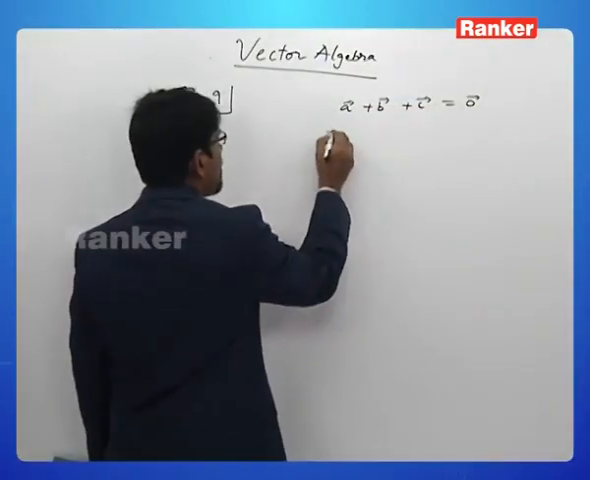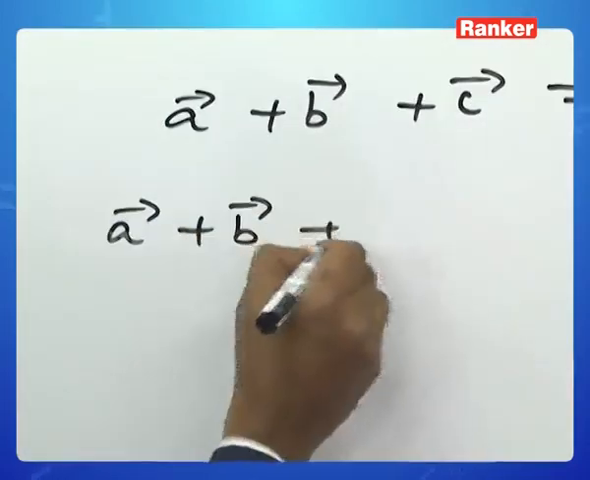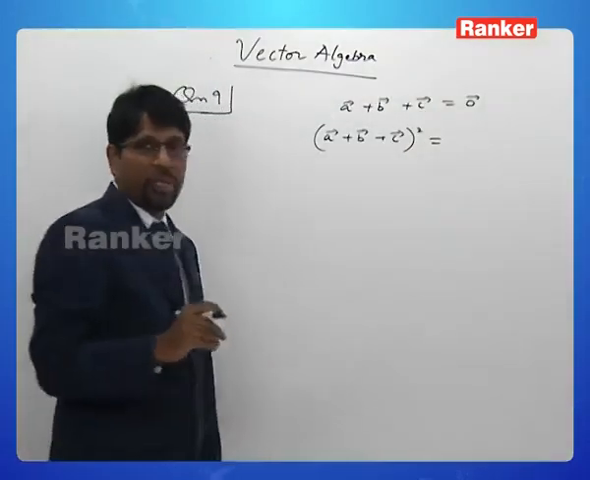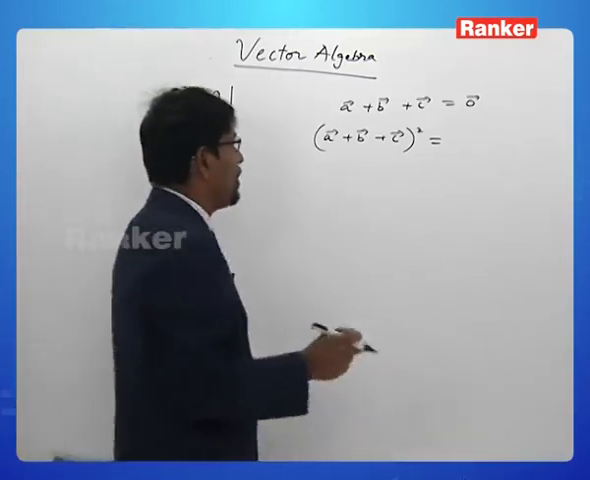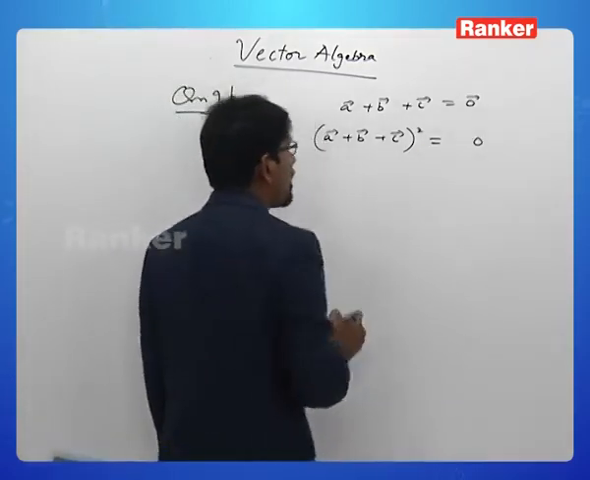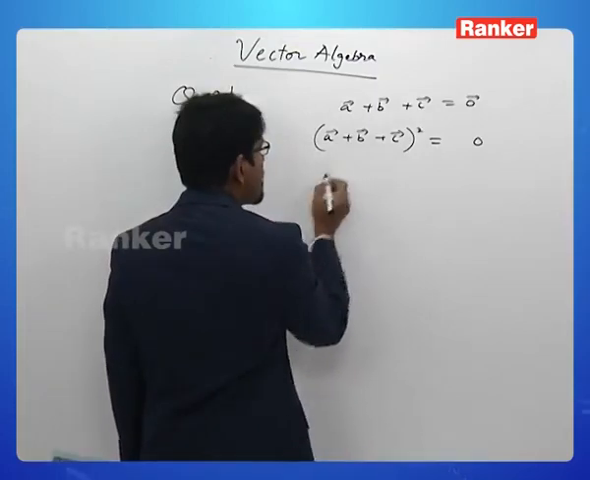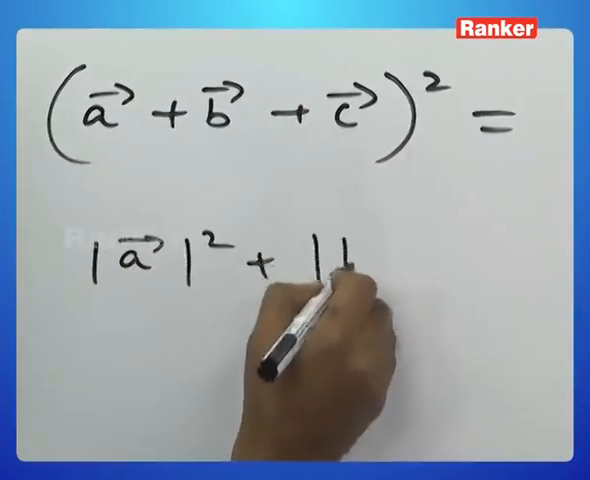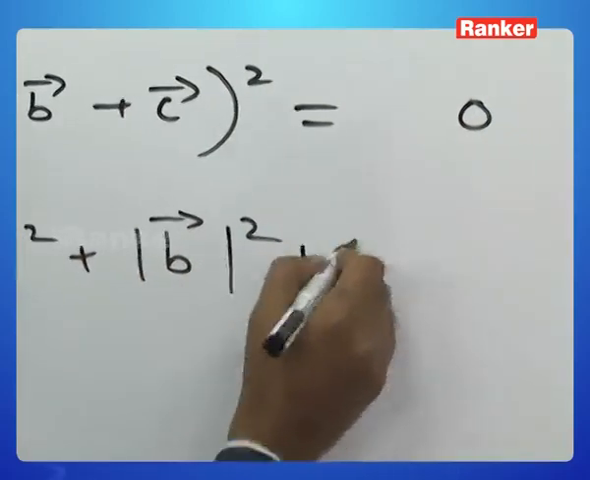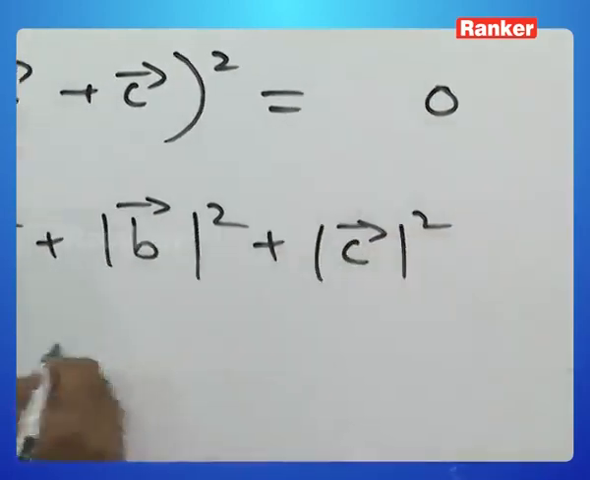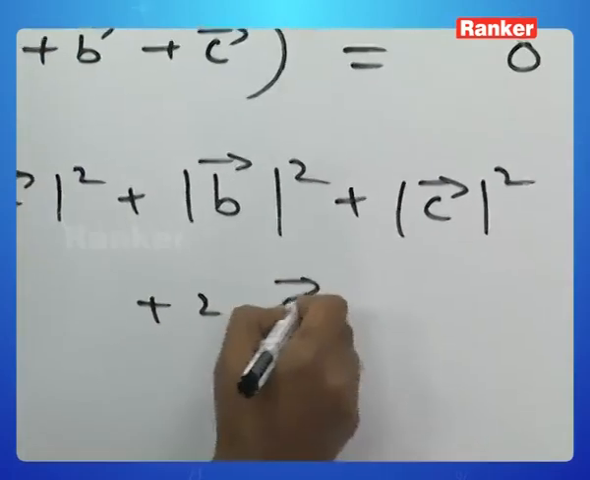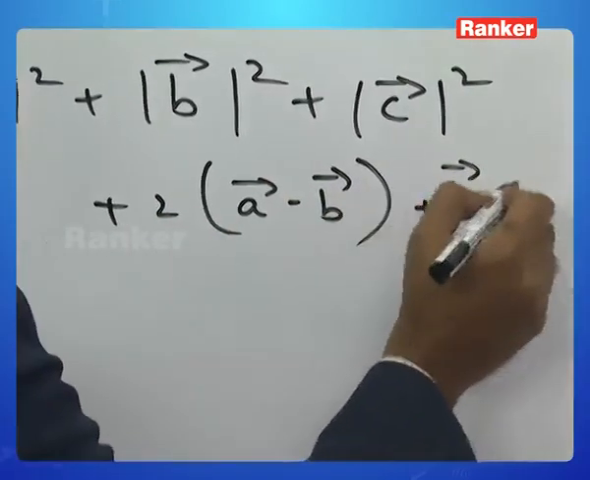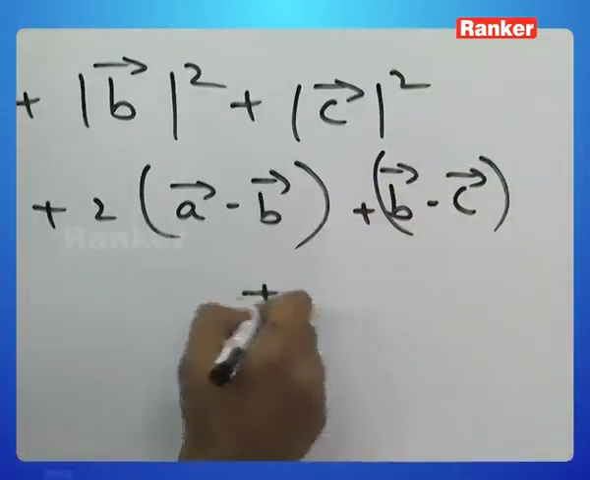So what is (a bar plus b bar plus c bar) the whole square? That also has to be 0. The square of a vector is the dot product with itself, so that gives us a 0 scalar. But what is this? This is magnitude of A square plus magnitude of B square plus magnitude of C square plus 2 into (A dot B plus B dot C plus C dot A) equal to 0.